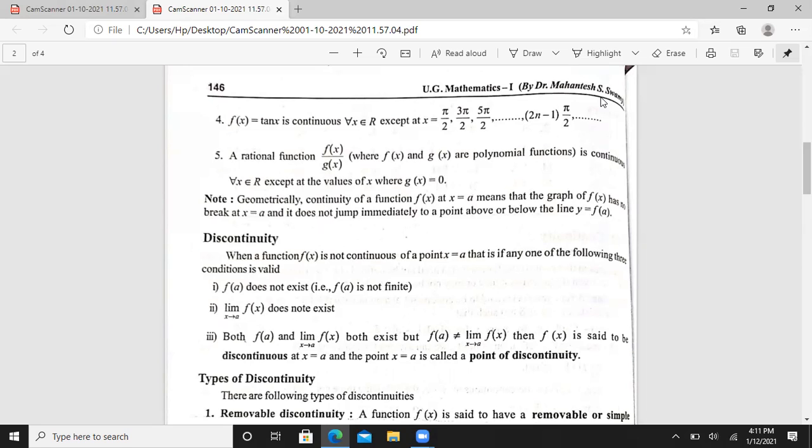Next, discontinuity. Discontinuity means when a function f of x is not continuous at the point x equal to a, that is, if any one of the following three conditions is valid. First one is f of a does not exist. F of a does not exist means that f of a is not finite, that is, it is infinite.